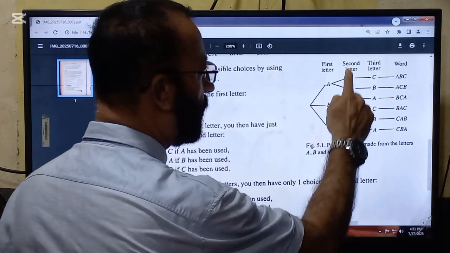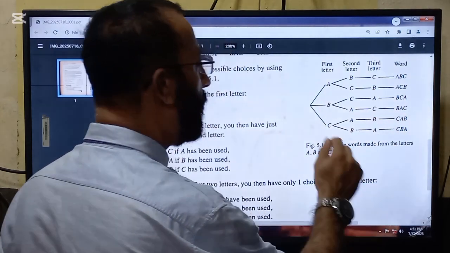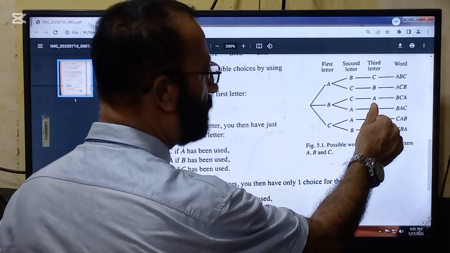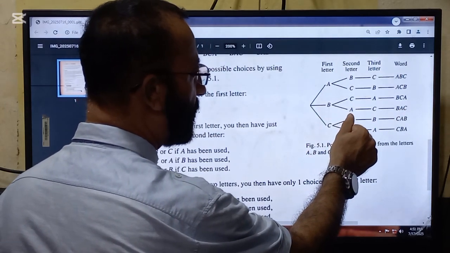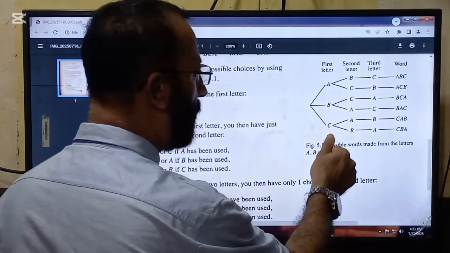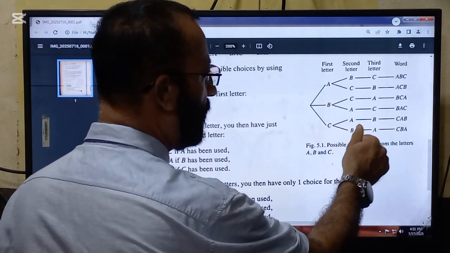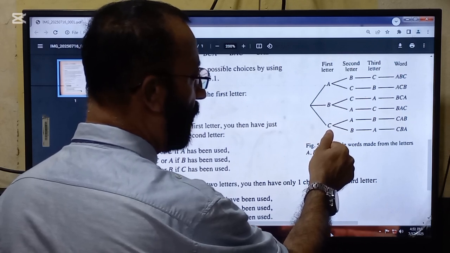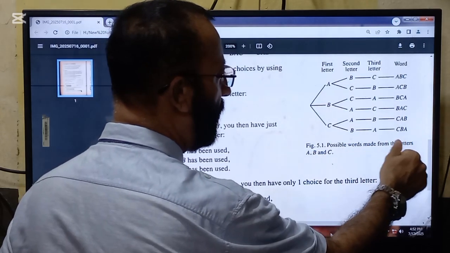So look now, first letter, second letter, and third letter. A, C, B will be the three-letter word. Likewise, if B is chosen for the first, C for the second, A will be left for the third. So B, C, A. If B is for the first, A for the second, then C will be left for the third. So B, A, C. If C for the first, A for the second, then B will be for the third. So C, A, B. And if C is for the first, B for the second, then A will be left for the third. So C, B, A.